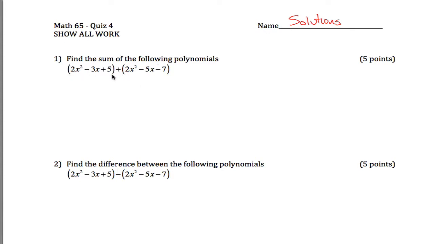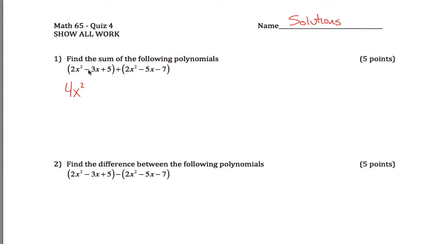So in these first parentheses I have a polynomial, and these next parentheses have a polynomial. I'm supposed to add them together. All you gotta do when you're adding polynomials is combine like terms. So if you look for my x squared terms, I got 2 of them over here, and I got 2 more of them over here. So in total, I have 4 of these x squared terms.